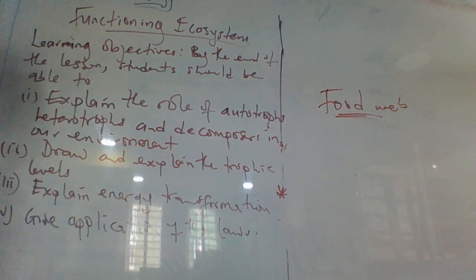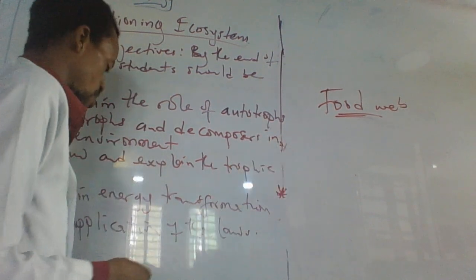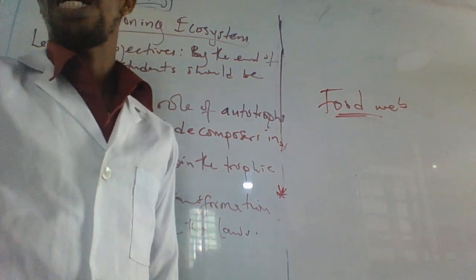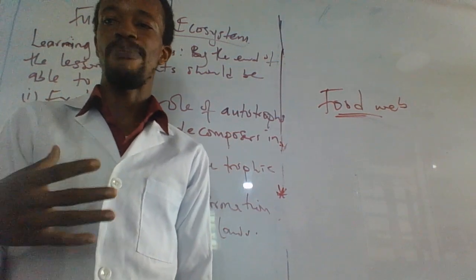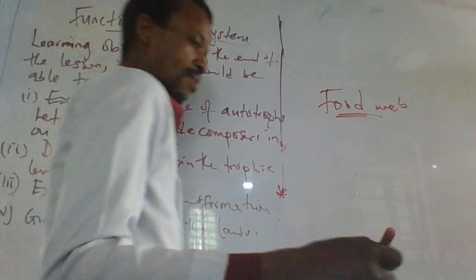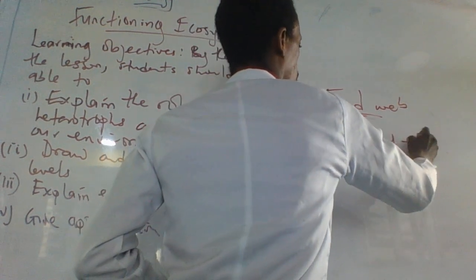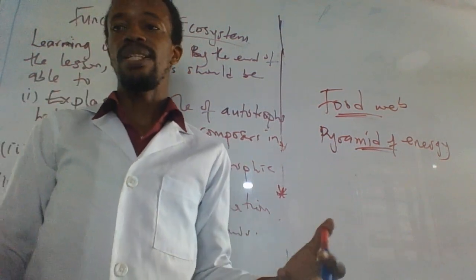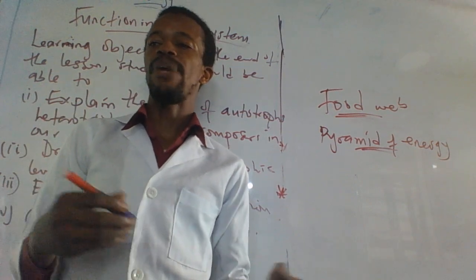So let's be able to learn and draw diagrams and explain earlier about food levels and the food web. So when you compare, the next is to explain energy transformation. How is energy transformed? Energy is transformed using the flow of energy or ecological pyramids. We call them pyramids. Pyramids are a diagrammatic representation used in ecology. They include pyramid of number, pyramid of energy, and pyramid of biomass.